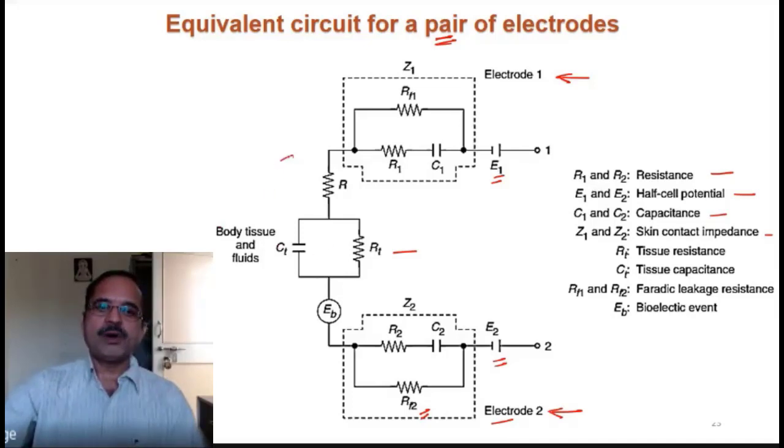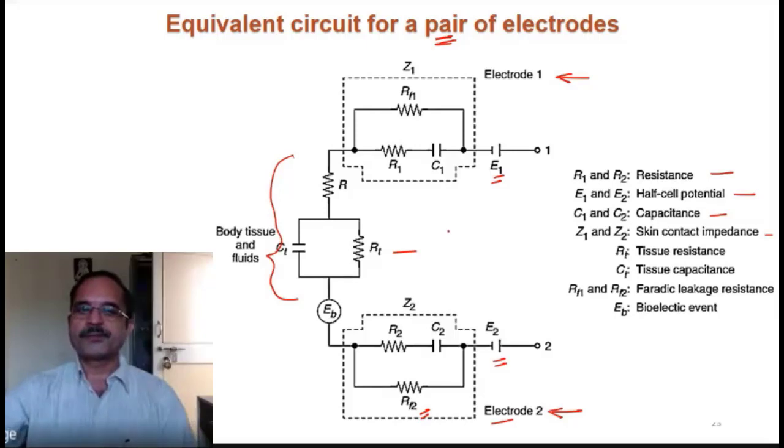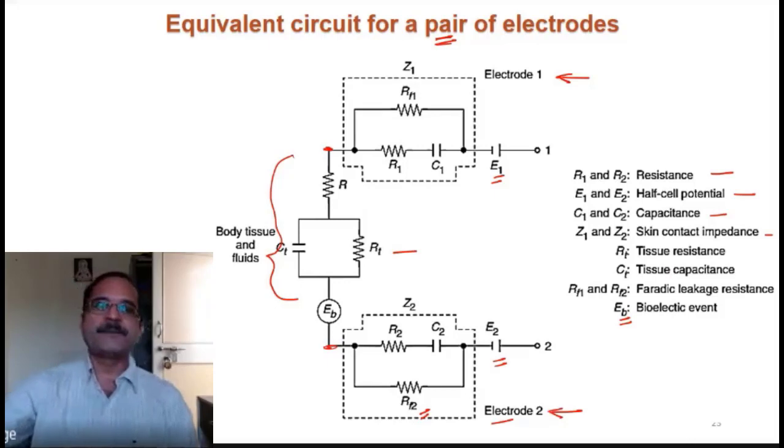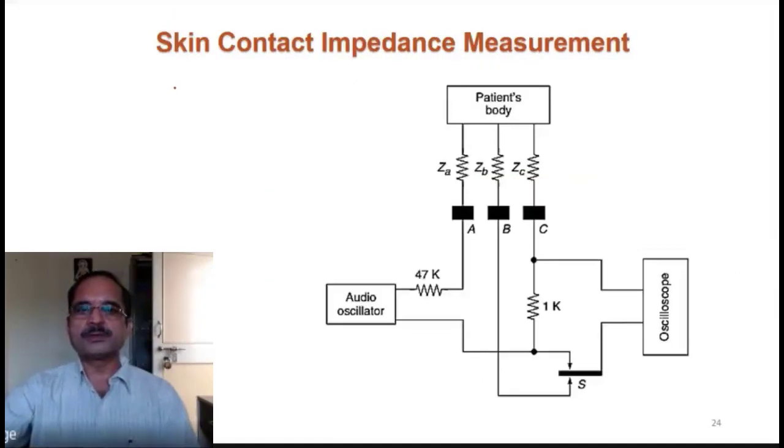Now this side is body tissue. This is the equivalent circuit for body tissue and fluids, because here we will be connecting electrode 1, here we will be connecting electrode 2, and in between there will be some body part. So the impedance of the body tissues is represented by this equivalent circuit, RT, CT and EB. RT and CT are the tissue resistance and capacitance, and EB is the bioelectric event. So this is the equivalent circuit of a pair of electrodes.